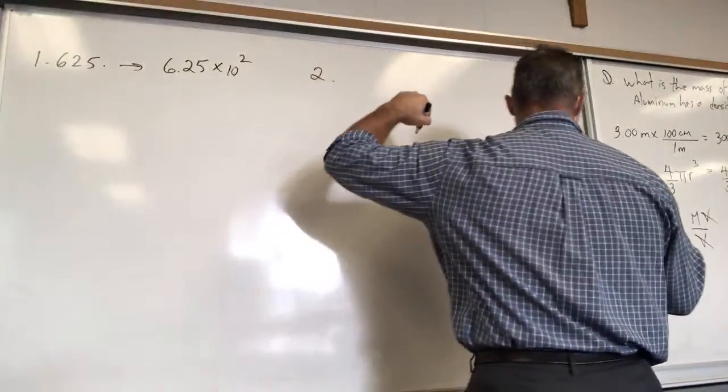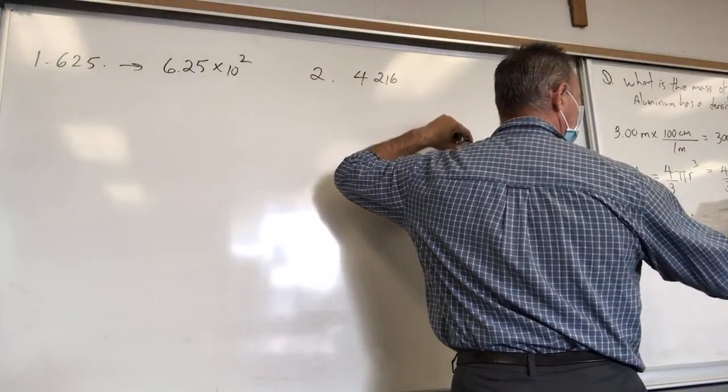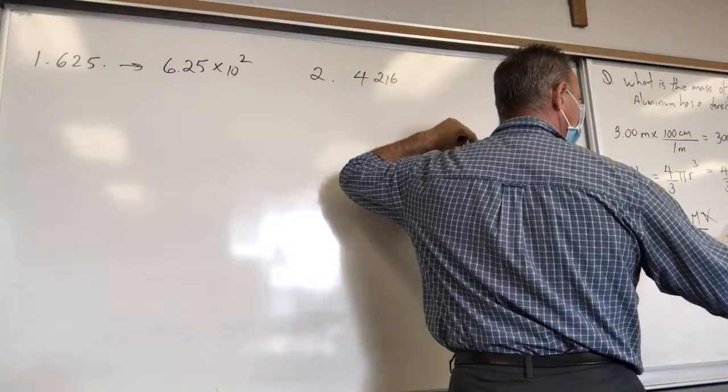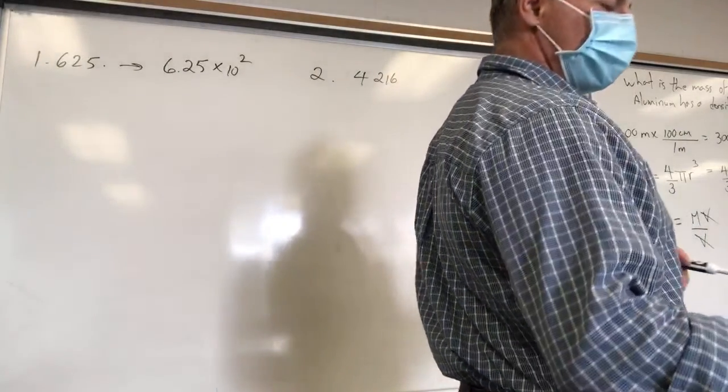The next question is 4,216. You'll notice they put a comma there between the 4 and the 2. You're not really supposed to do that. You're not supposed to put a comma in numbers.